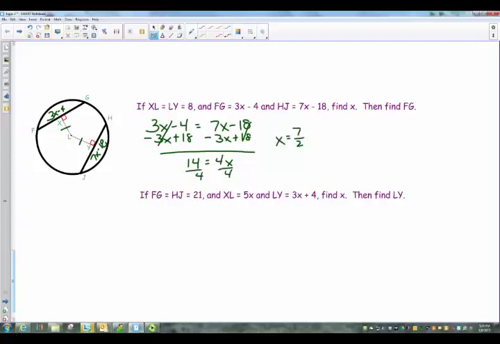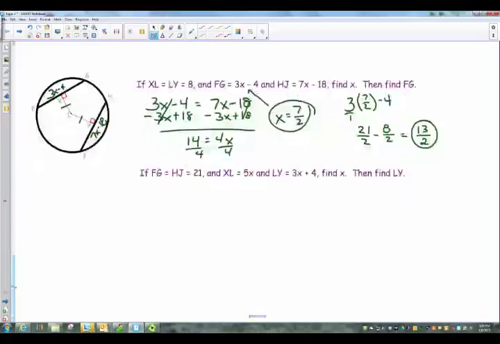Okay, once you reduce. Now, notice what it asks. It doesn't ask what x is, it asks what FG is. So we take this and we substitute it in. So you've got 3 times 7 halves minus 4. Well, when we multiply here, you go straight across, so that's 21 halves minus 4. We need a common denominator, so what over 2 is 4? And that would be 8. So subtract here, 21 minus 8 is 13 over 2. So the value of FG is 13 halves.